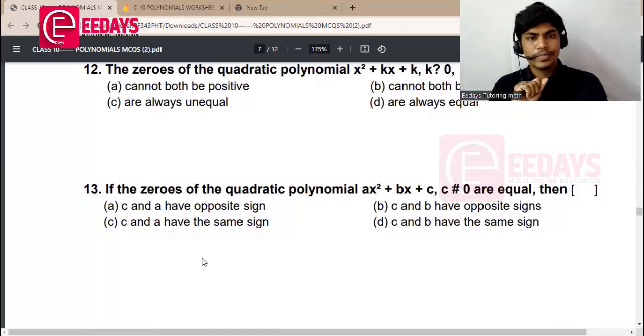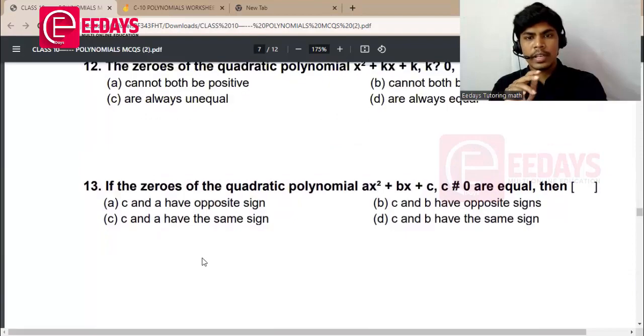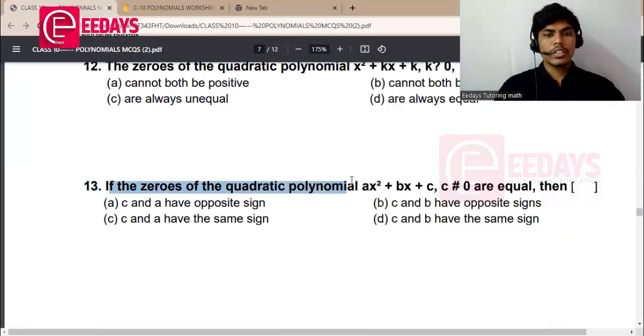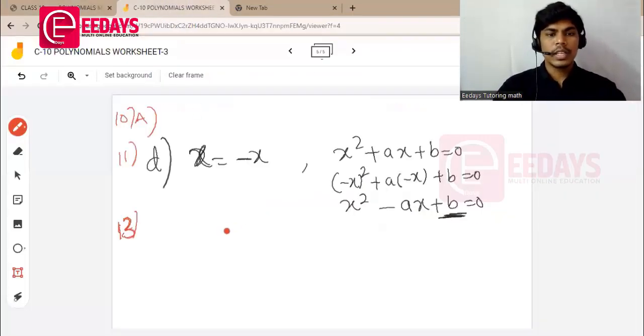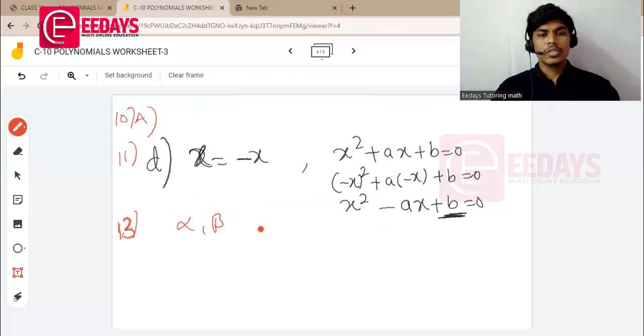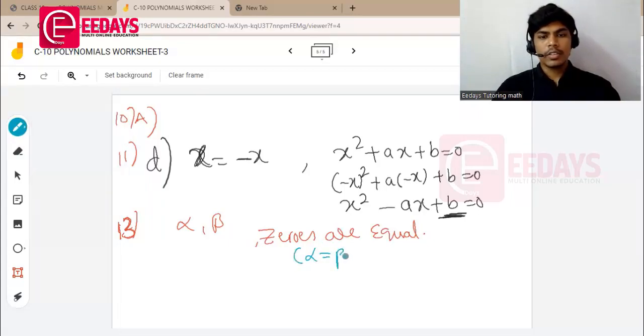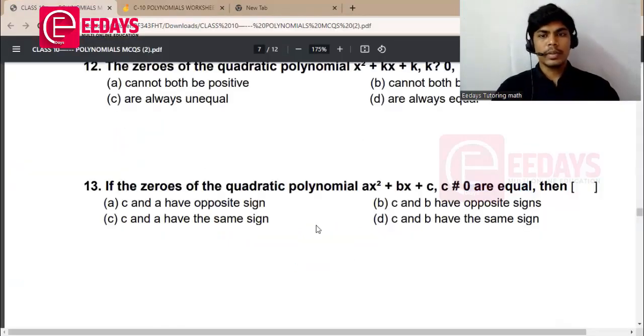Zeros of the polynomial. Alpha and beta are equal. Okay, for this question, the 13th one: if the zeros of the quadratic polynomial are equal. Generally the zeros of a polynomial are alpha and beta. They said the zeros are equal. Then how can we write? If zeros are equal, we can write alpha is equal to beta.